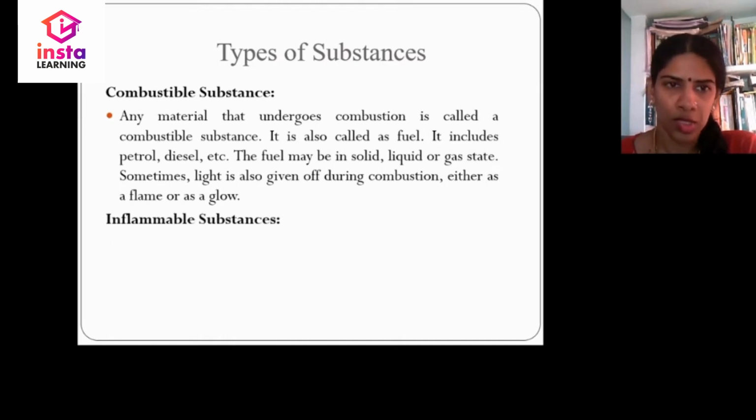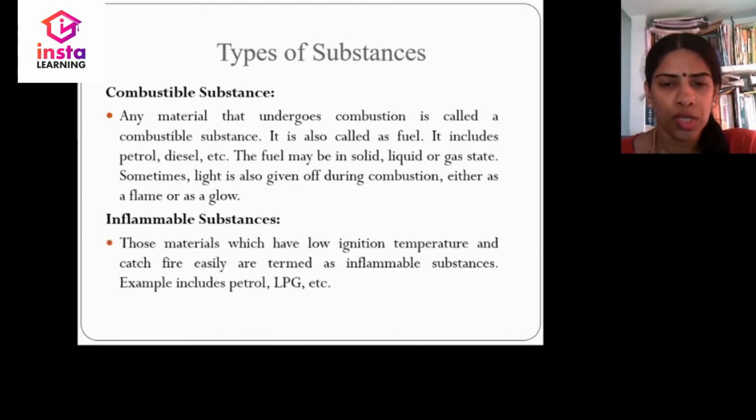Inflammable substances, that is, non-combustible substances. Those materials which have low ignition temperature and catch fire easily are termed inflammable substances. Example, petrol, LPG, etc. So the types of substances include combustible substances and inflammable substances. Combustible substances are fuels.